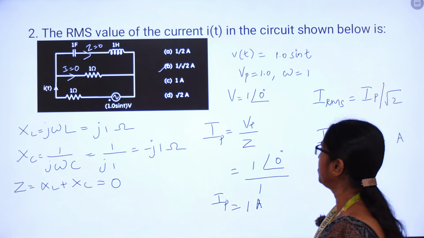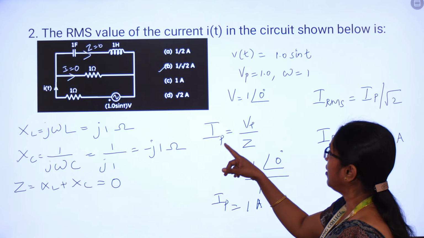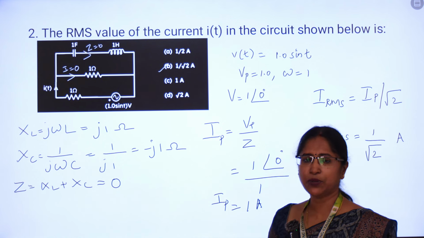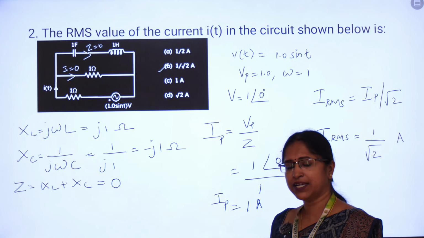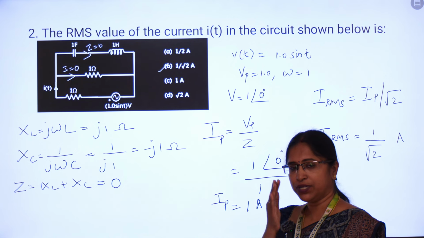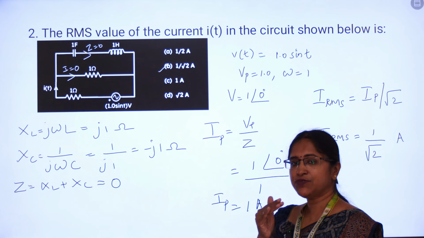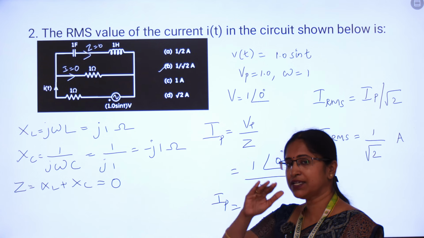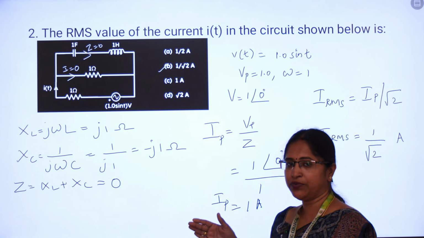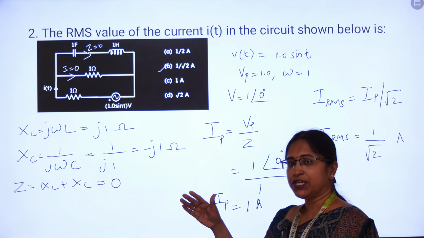Now this is the second problem. Here, you have to find the RMS value of the current in the circuit. So the RMS value: in an alternating current, or an AC voltage or current waveform, your voltage is not a constant one. It starts from zero, keeps on increasing, reaches a maximum value and then decreases, goes to the negative wave, reaches the negative maximum, and again becomes zero.